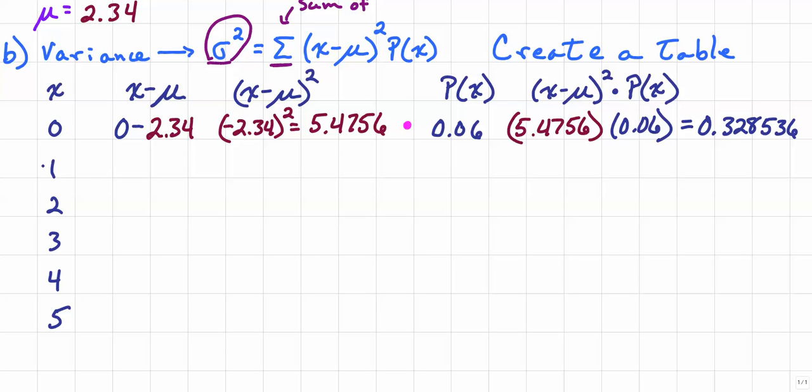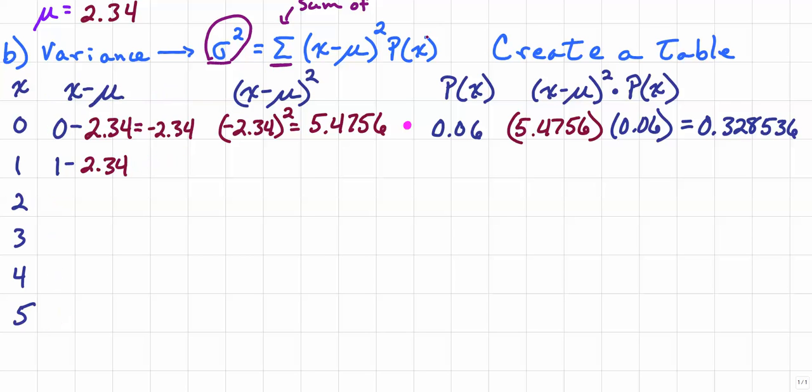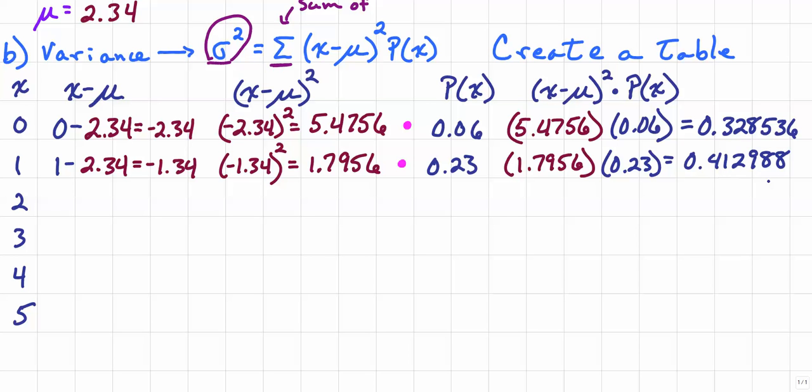Then we'll start with the next row, and this will be 1 minus the mean. Remember that the mean is 2.34. And this will be equal to negative 1.34. Once again, we'll take the negative 1.34, which is the x minus mu, and we will square that, and that will be equal to 1.7956. And we will multiply that by the probability of x for this one, which is 0.23. And that value will be 0.412988, and then we will complete the next four rows.